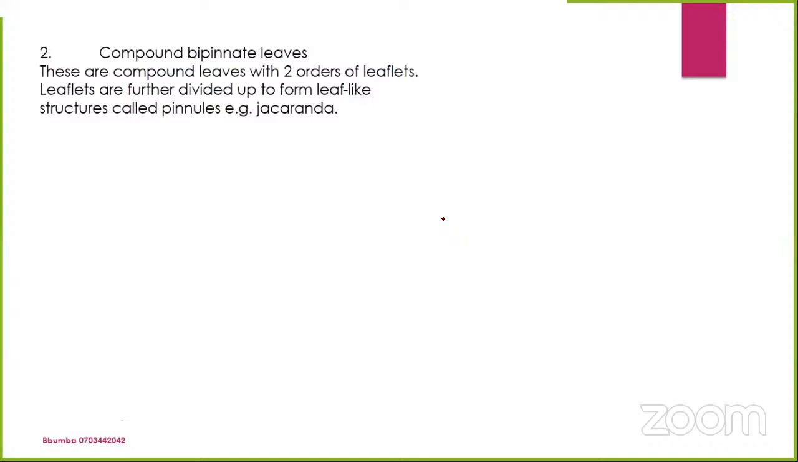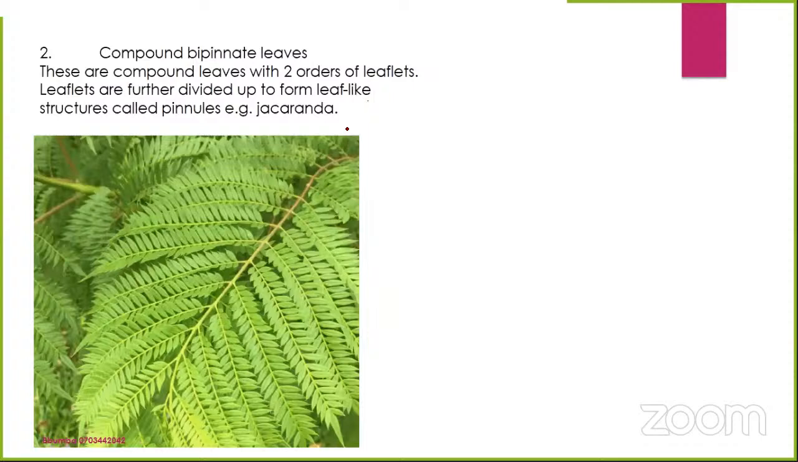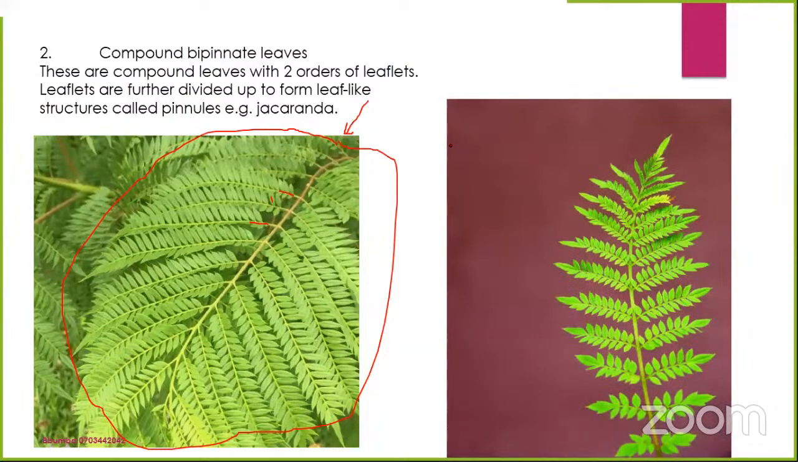Then an example of a compound bipinnate is the jacaranda plant. This leaf I pictured from a jacaranda tree. If you've ever seen a jacaranda tree, you know it has these small leaves like this. You can see that it is compound bipinnate: this is the entire leaf that divides to form leaflets, but even its leaflets are further divided to form more leaflets. These ones are called pinnules. I also got another picture here, which makes it very clear that this entire leaf is divided to form more leaflets, but even this leaflet is further divided into more leaflets, which you can call pinnules. So this is a jacaranda leaf, which is a compound leaf.